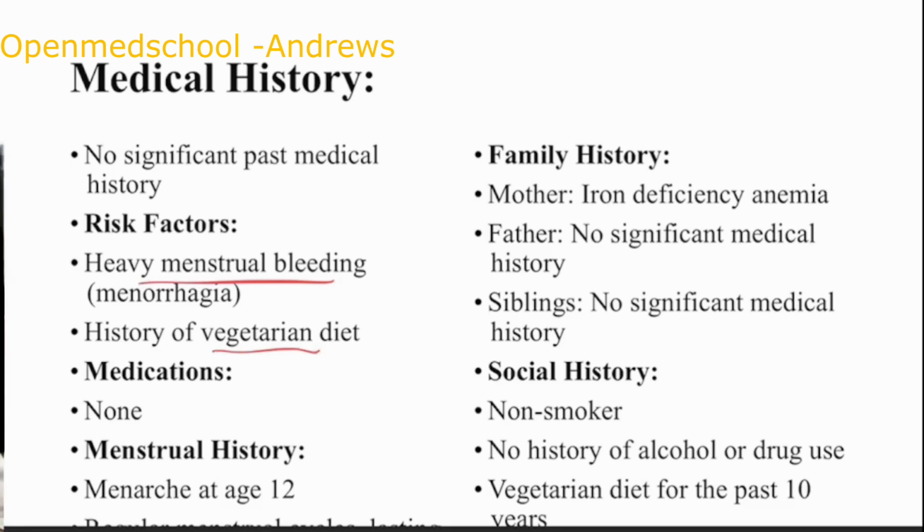A detailed menstrual history is to be taken. There is no family history, except her mother had iron deficiency anemia. No one else in the family has any significant anemia or any problem. In the social history, she is a non-smoker, with no history of alcohol or drug use. She is vegetarian for the last several years. In any vegetarian, there is an increased chance of B12 deficiency.